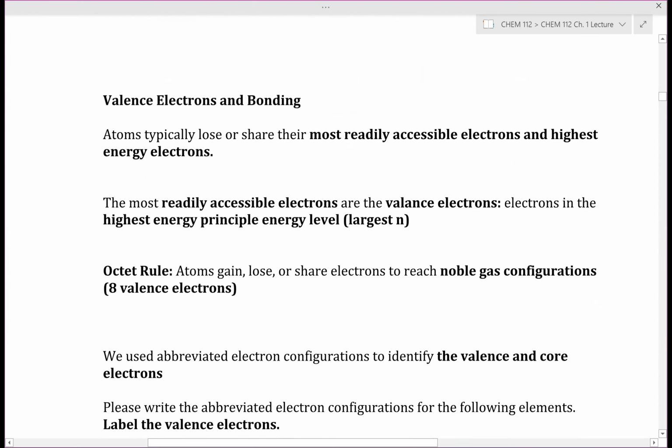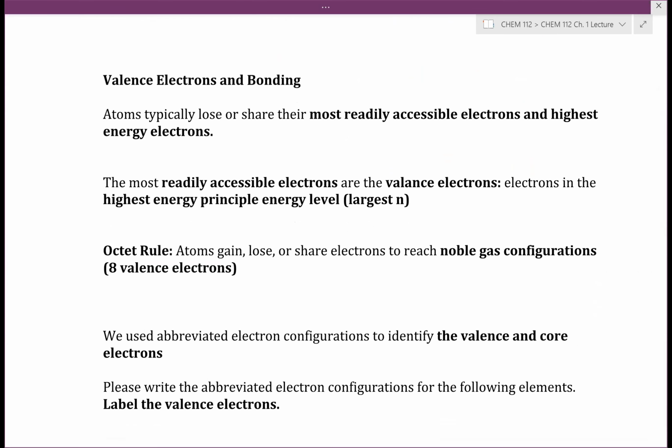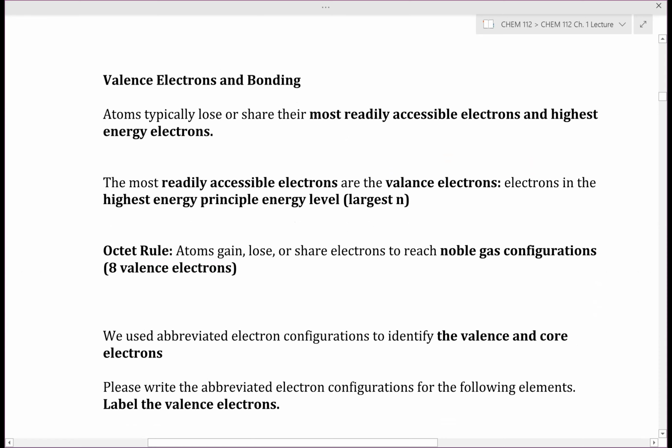So let's now talk a little bit about valence electrons and their role in chemical bonding. Atoms typically lose or share their most readily accessible electrons, their highest energy electrons. In general, the most readily accessible electrons, the electrons that are farthest from the nucleus, are known as the valence electrons. And these are the electrons in the highest energy principal energy level, the largest N.